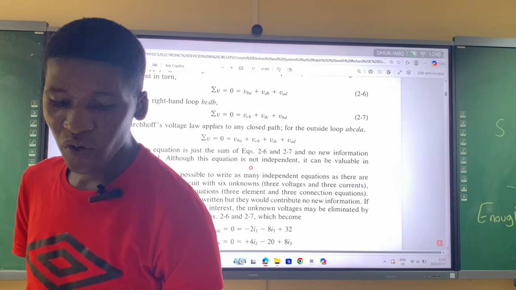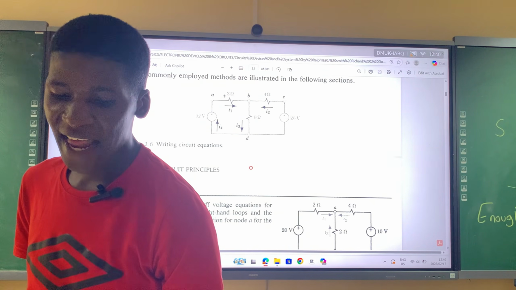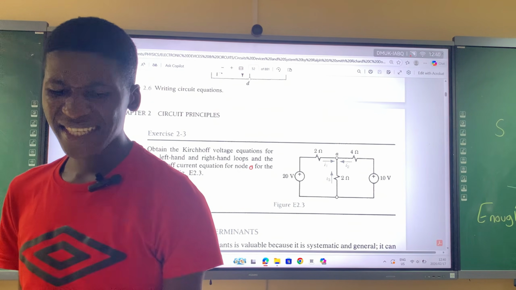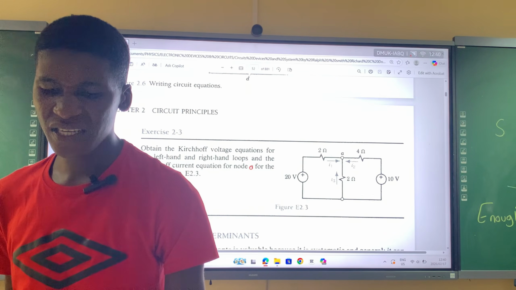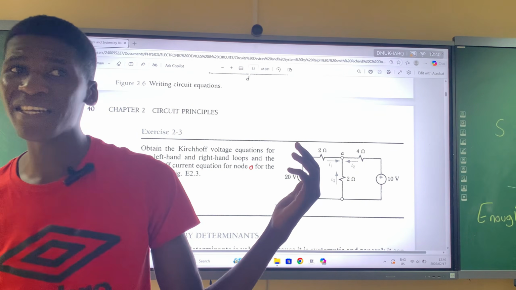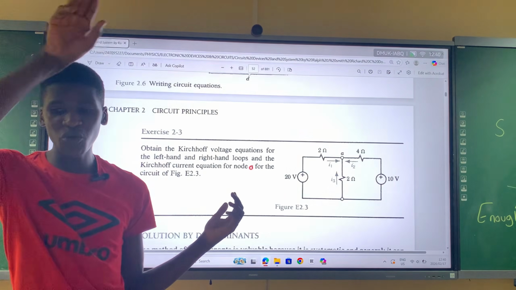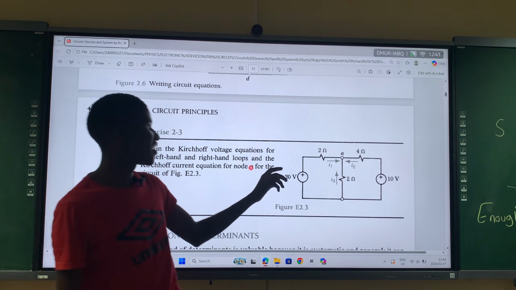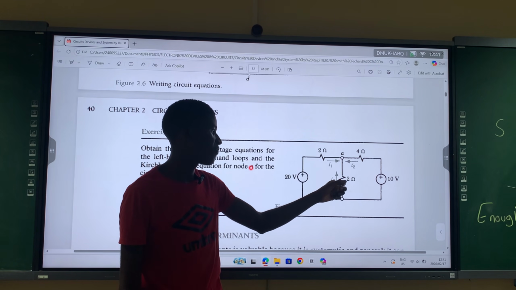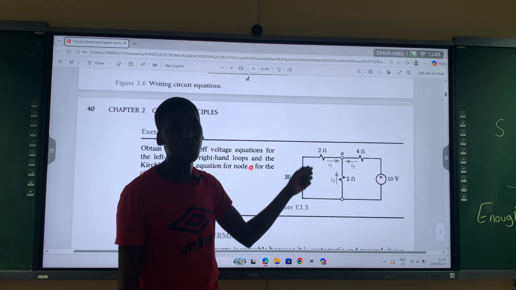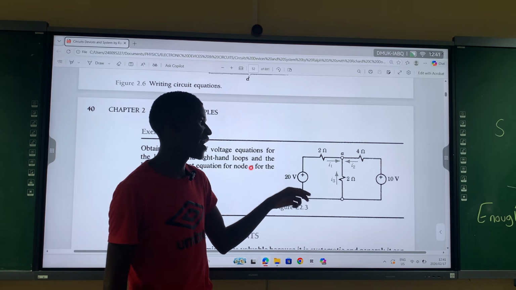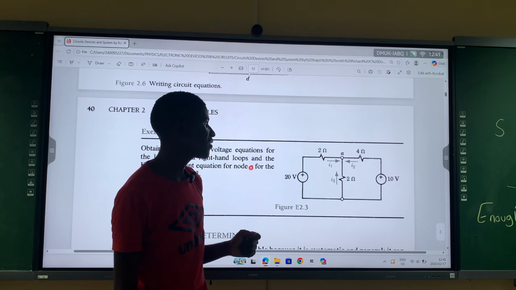So now we need to do actual problems to apply these circuit laws. Here they say obtain the Kirchhoff voltage equation for the right hand and left hand loops. You are just doing the equations. You just choose a loop, then this one will be positive, the voltage gain, minus the voltage loss, is equal to 0. If you do it for the other, bigger loop, it's a similar approach.